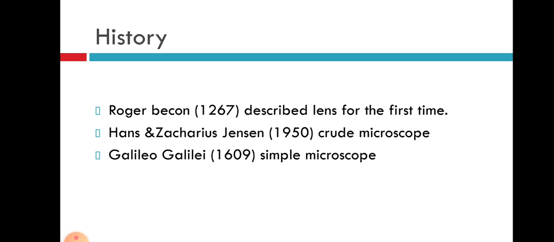History of microscope. Roger Bacon described a lens for the first time. However, his observations were not pursued immediately. Thereafter, in 1950, Hans and Gregorius Jensen constructed a crude type of operational microscope, which is 10 to 30 times magnifying the object by placing two lenses together, which permitted them to see minute objects.